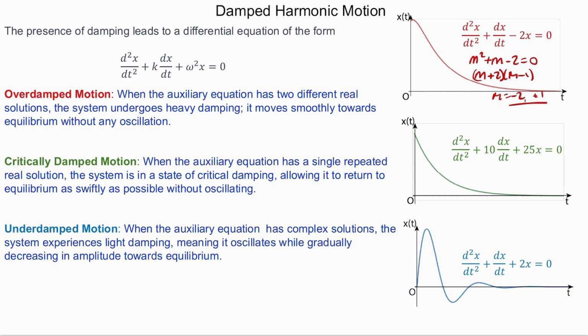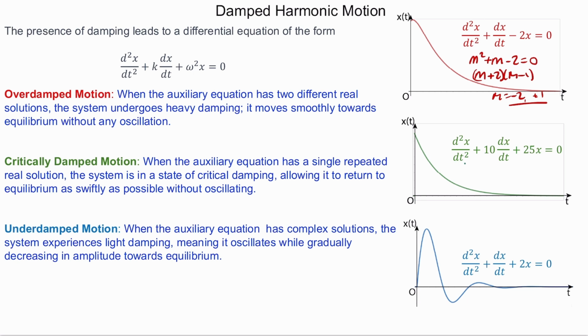In a critically damped motion, where the auxiliary equation has a single repeated real solution, the system is in a state of critical damping. This allows it to return to equilibrium as swiftly as possible without oscillating. You can see in the green sketch that this curve goes to equilibrium much quicker than the overdamped motion. A real life example of this would be the shock absorbers on a mountain bike, where you have to return to equilibrium very quickly as there'll be multiple bumps.